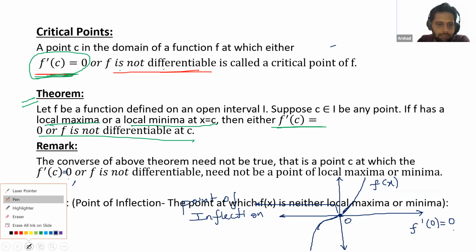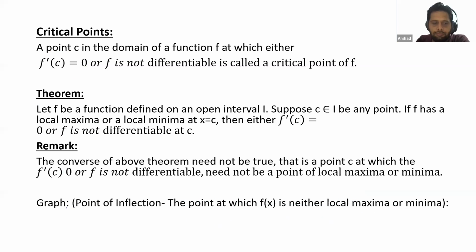Okay, so let me erase this. Now, we have drawn the graph. Point of inflection. What is the point of inflection? The point at which f(x) is neither local maxima nor minima. Okay, the point at which there is no local maxima or minima. Such points are called the point of inflection. So please note down this point. What is the point of inflection? The point at which f(x) is neither local maxima nor minima.